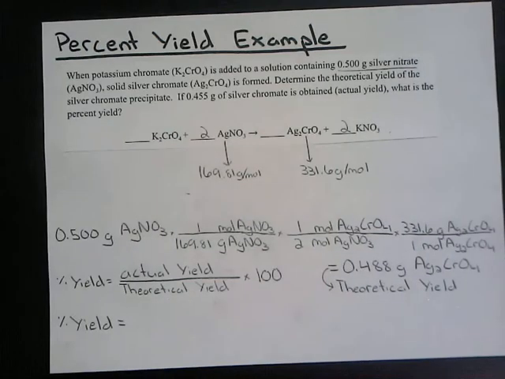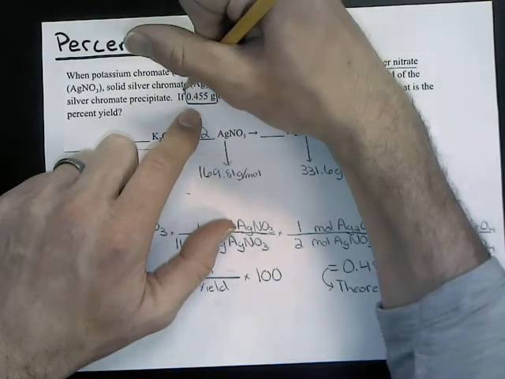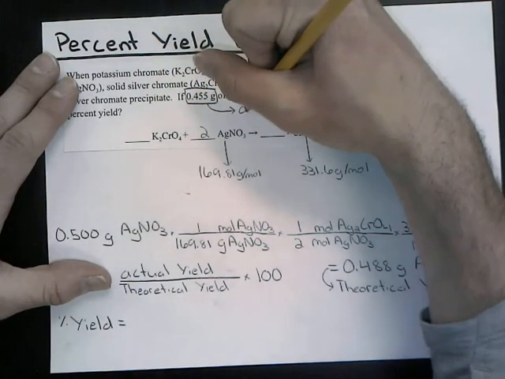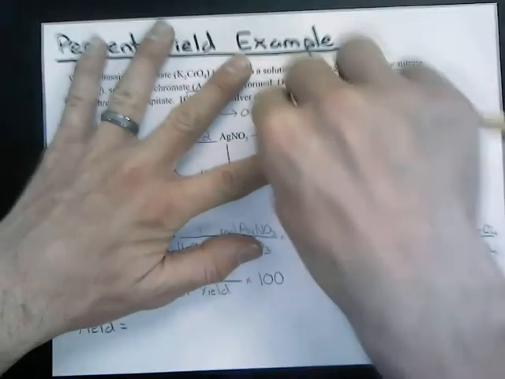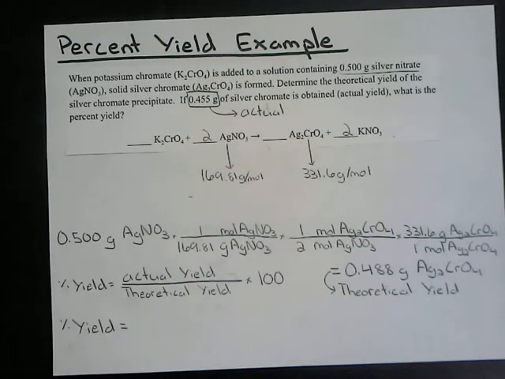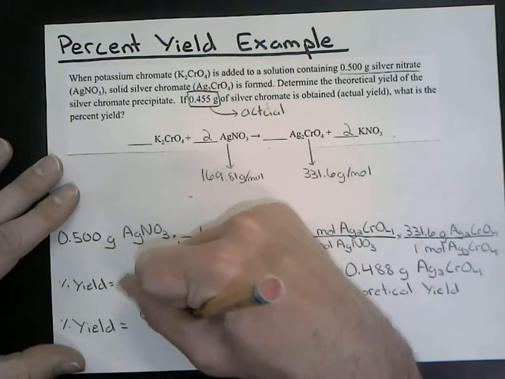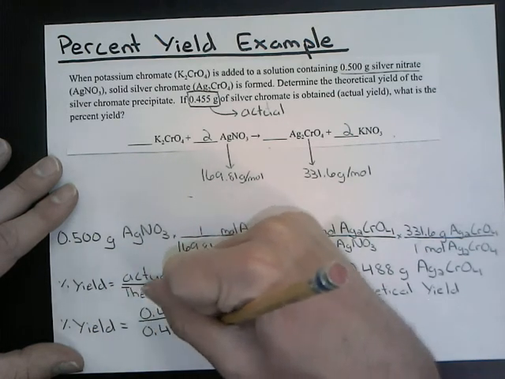Now, in a real-life lab experiment, the actual yield would be tabulated from your data. However, it is given. In our problem, if we read carefully, 0.455 grams of silver chromate is obtained. This value right here is your actual yield. So we put that value of 0.455 into our formula: 0.455 grams, all divided by your theoretical yield, which is 0.488 grams, times 100.